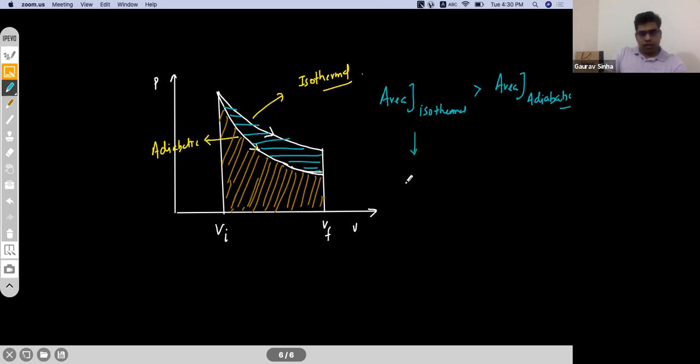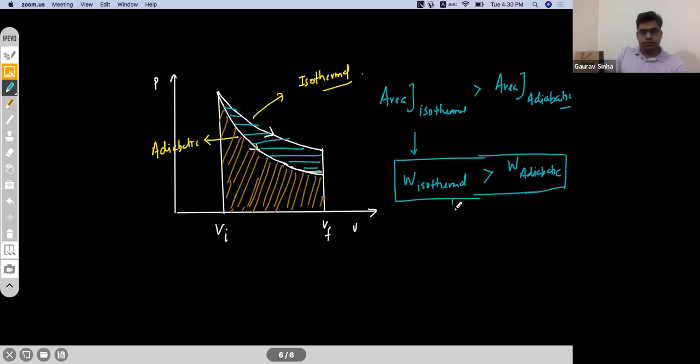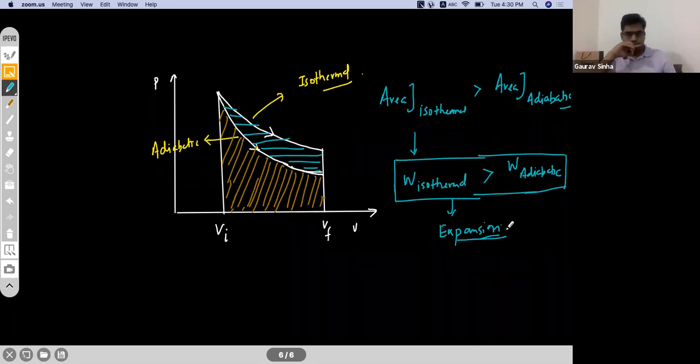That's why we can conclude that the work done in isothermal expansion is more than the work done in adiabatic expansion. Clear, understood? Isothermal process will have more work done. Any doubt?